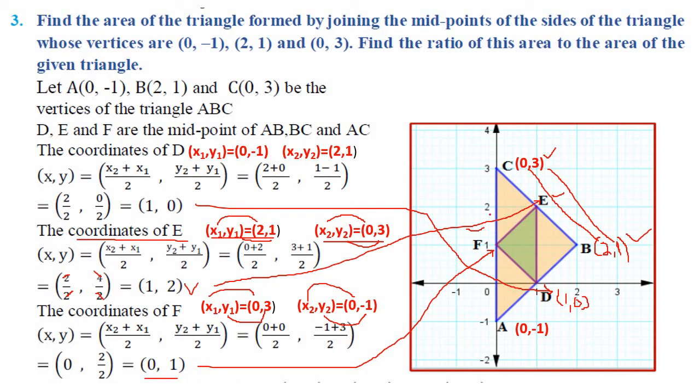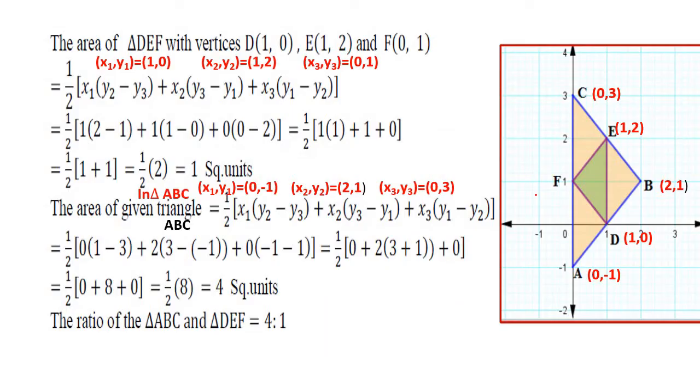Now, we have calculated the midpoints of E, we have calculated the midpoints of F, and we have calculated the midpoints of D. So now we have got the three midpoints of the triangle. Now let us find out the area of the triangle DEF. We got the midpoints. Now let us find out the area of the triangle DEF.